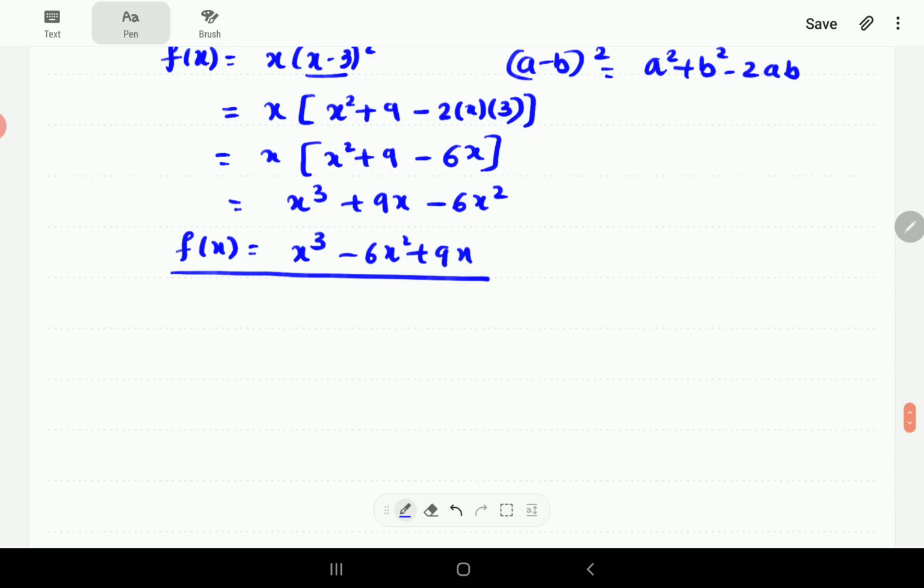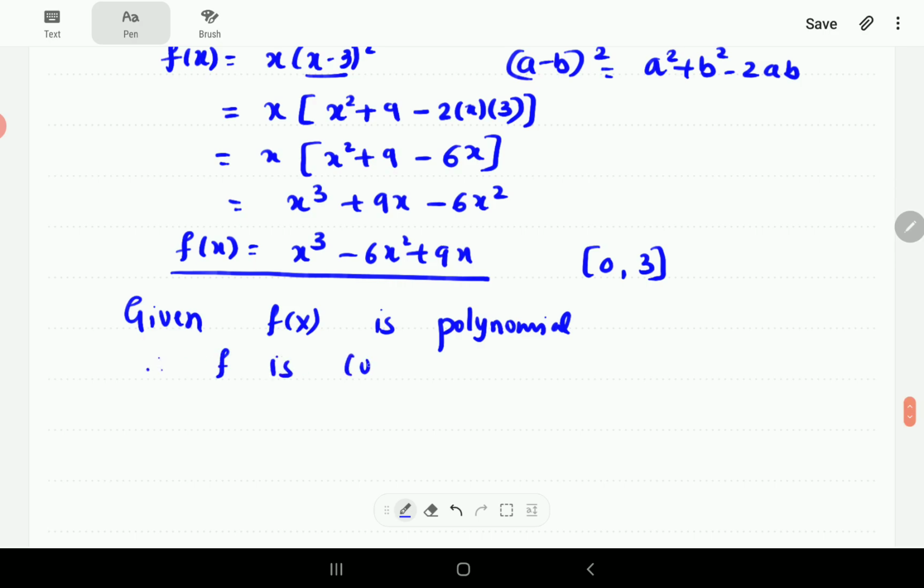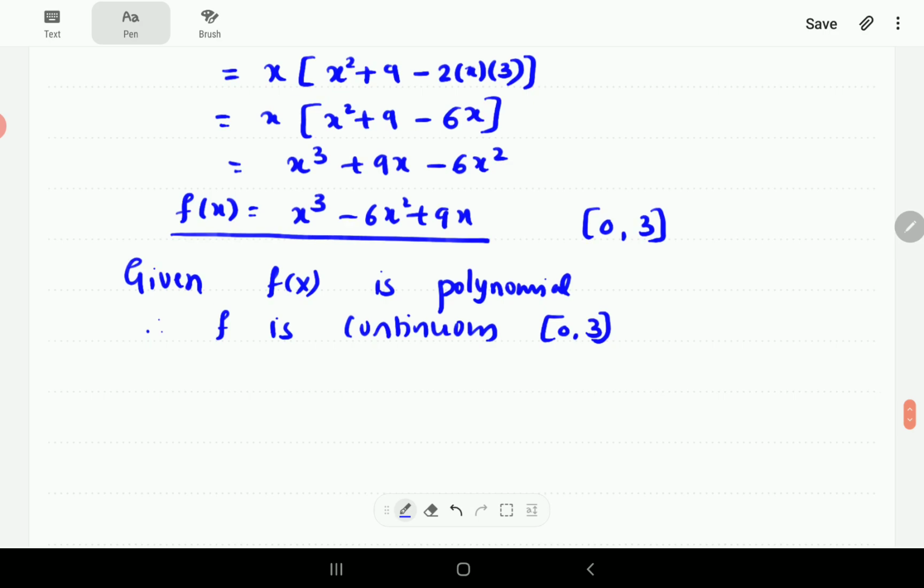F of x is defined in the closed interval 0 comma 3. So when I look at this function, this is a polynomial. So given f of x is a polynomial, and when it is a polynomial, we know that it is continuous. Therefore f is continuous in the closed interval 0 comma 3, and this is true for all x.